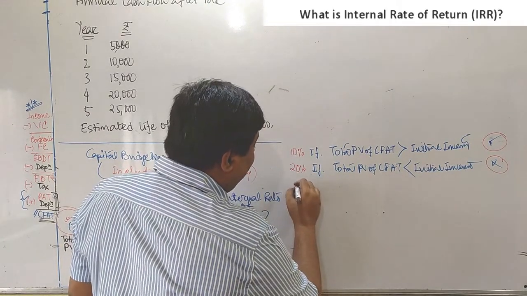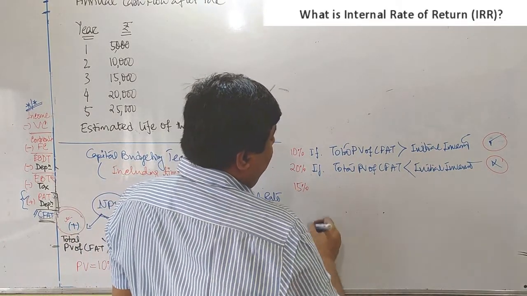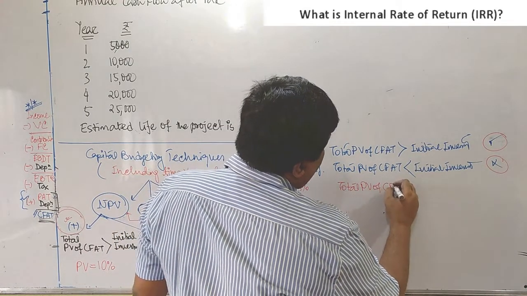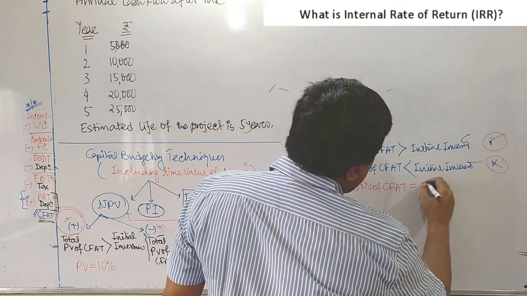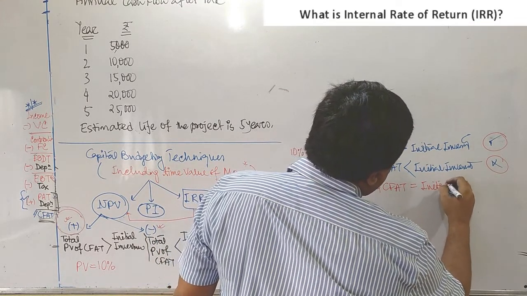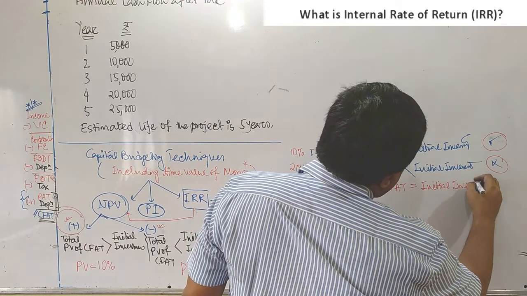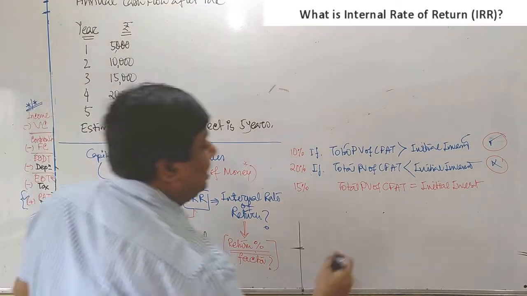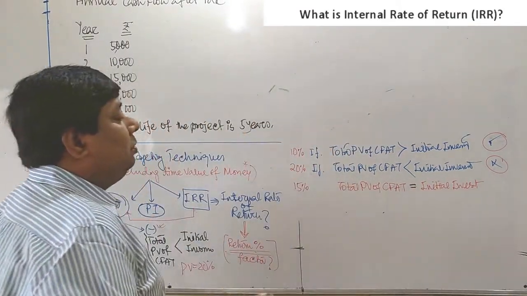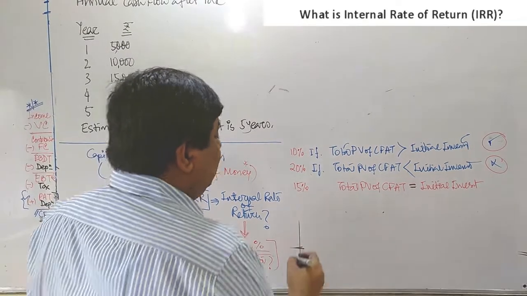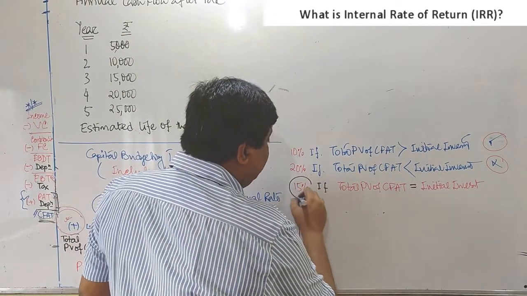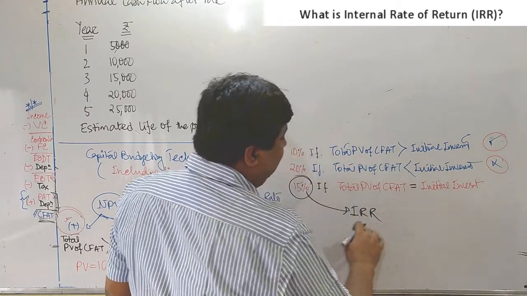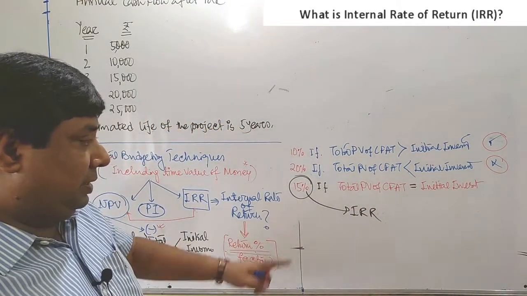But say you apply a 15% PV factor, and your total PV of CFAT is equivalent to initial investment. If that scenario happens, it is equal. If it comes out exactly the same as your initial investment, then that 15% is considered your IRR, or rather internal rate of return.